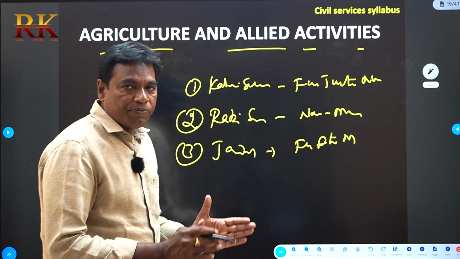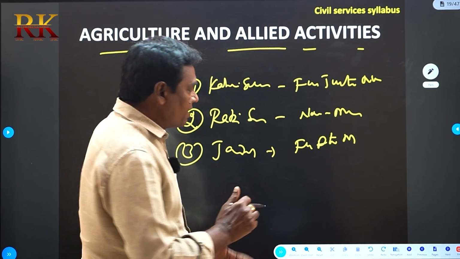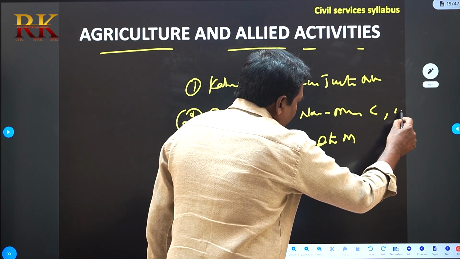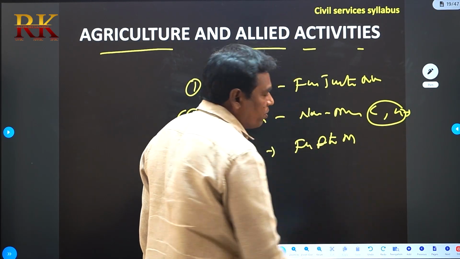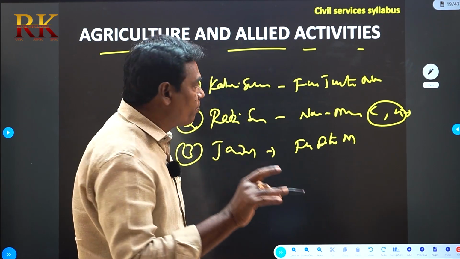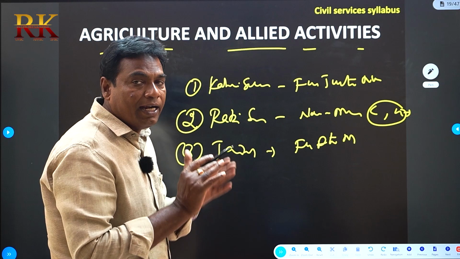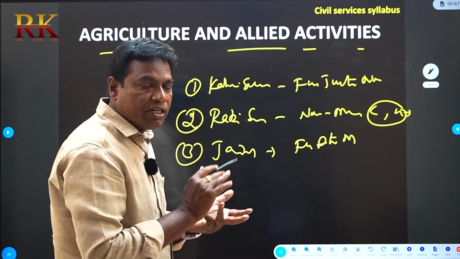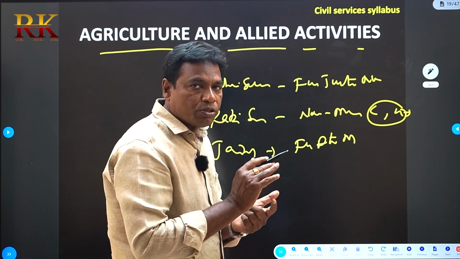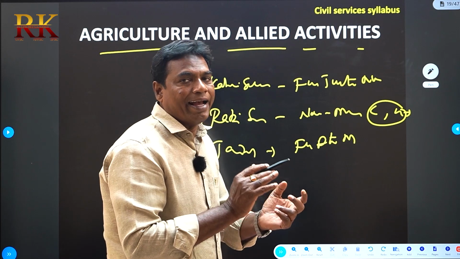For all competitive exams, civil services, Group 1 and others, agriculture and allied activities is a very important chapter. Allied activities means fisheries, forest, mines, and quarry. These are all allied activities.